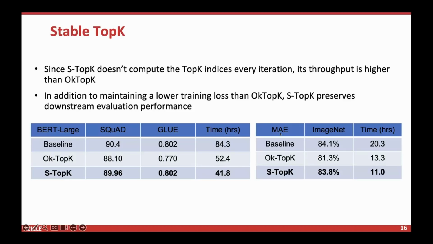And if you look at MAE on the right-hand side table, the baseline performance on ImageNet, I think this is accuracy, is 84.1%. And with OK-TopK, you only get 81.3%. But with Stable-TopK, we get 83.8%. We are still 0.3% away, but we can reduce the time by almost half, right? Almost half of the time.